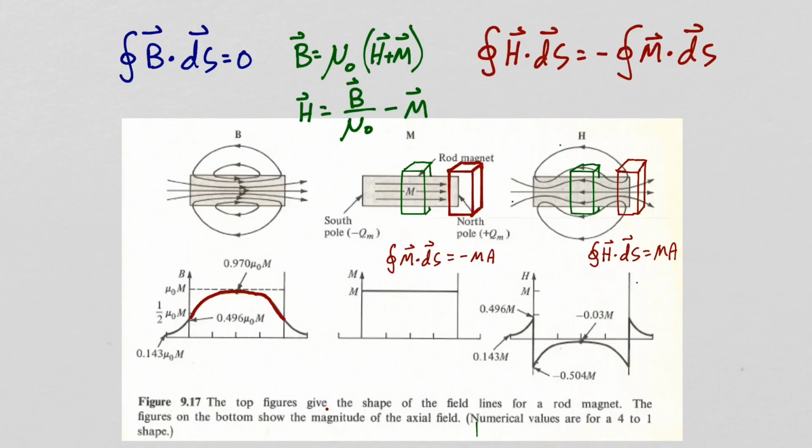If our Gaussian surface now encloses the left-hand side of the magnet, the magnetization is only leaving and coming out of this face right here, so the integral of M dot dS will be plus the value of the magnetization times the cross-sectional area of the magnet. That would mean the integral of H dot dS around this same Gaussian surface will be minus this result, or minus M times A. And we know the integral of H dot dS has to be negative because everywhere the H field is coming into the Gaussian surface.